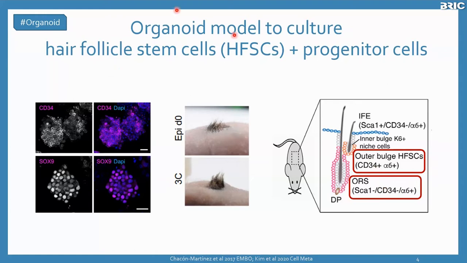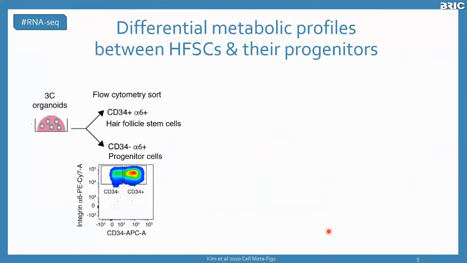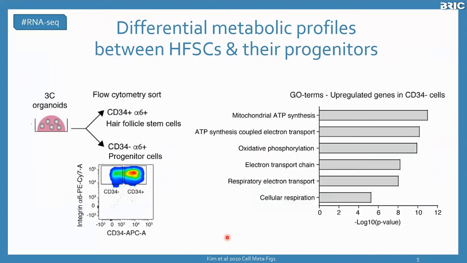Using the organoids, we have already demonstrated that we are able to culture CD34 positive and negative cells. And also when we transplant stem cells cultured in organoid, we are able to grow hair in a nude mouse. So this has been very well characterized, and I utilized this organoid model to get a kickstart into the project. The first thing that I did was to culture the organoid, and using the markers that I already know, CD34 positive for hair follicle stem cells and CD34 negative for progenitor cells, I sorted into pure populations. Each population was subject to RNA sequencing.